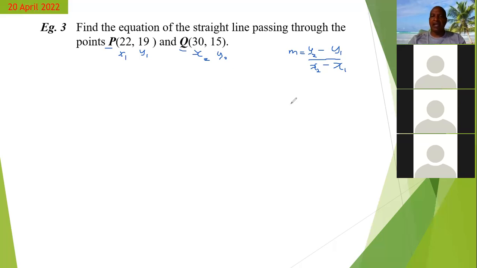All right, guys, so calculate the gradients and find c, and then write the equation. I'm giving you about 5 minutes to do that. All right, so your 5 minutes begin now.